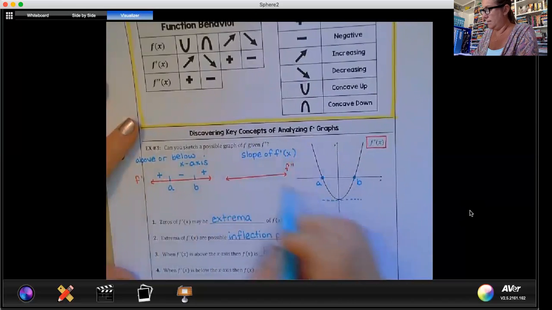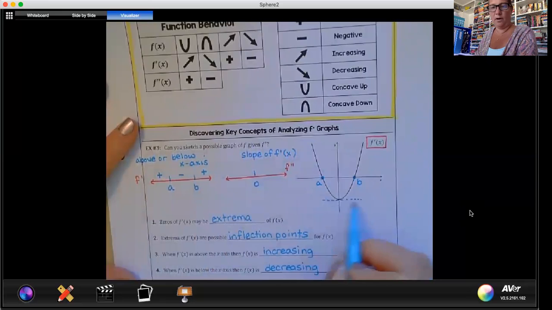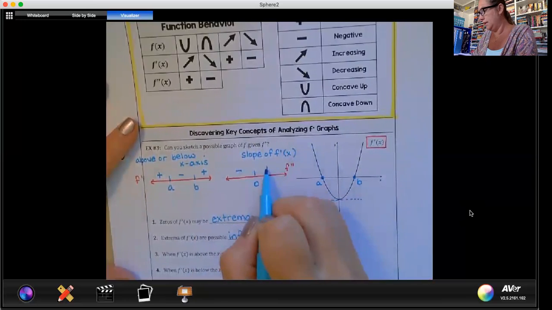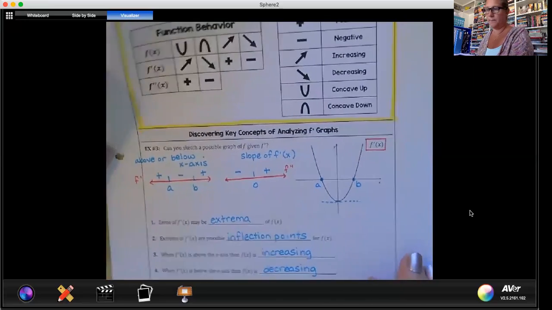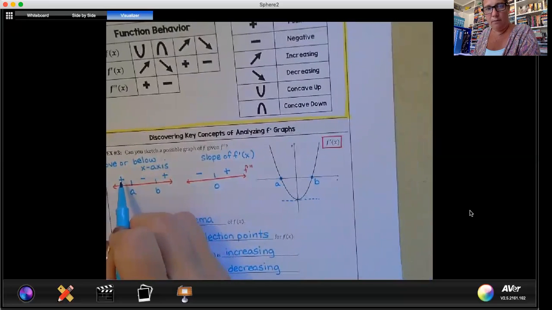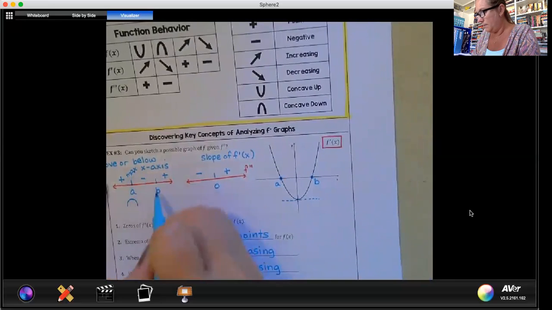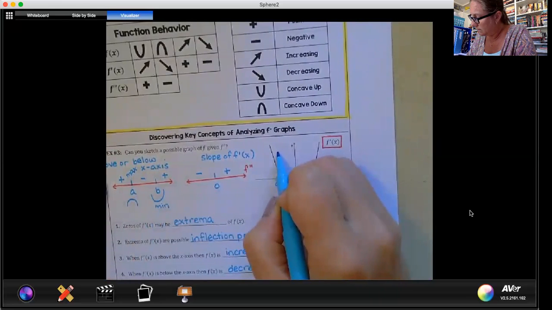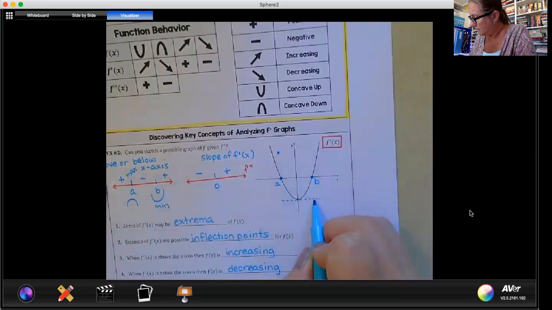So we know that 0 is going to be our point on f prime for our horizontal asymptote at our extrema. So we are decreasing till we hit 0, and then we are increasing once we hit 0. So let's look at max and min. So we go from positive to negative. So we have a max at A, and we go from negative to positive. So we have a minimum at B. So we have a maximum at A and a minimum at B.